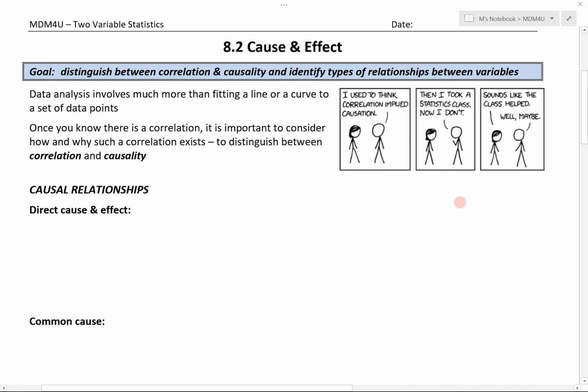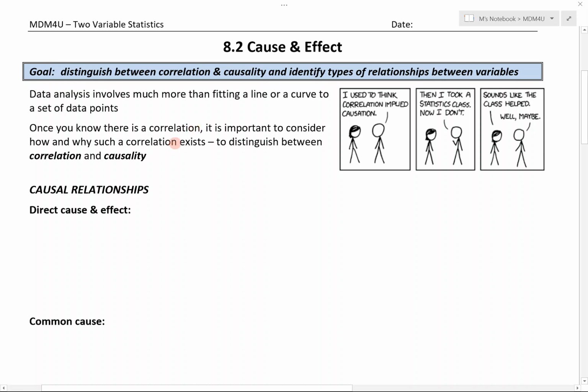8.2 Cause and Effect. So the goal here is to distinguish between correlation and causality and identify types of relationships between variables. Data analysis involves more than just fitting a line or curve to a set of data points. Once you know there is a correlation, it is important to consider how and why such a correlation exists, to distinguish between correlation and causality. So data can show you there's a correlation, but you must be able to consider if there is a cause and effect relationship between the two variables.